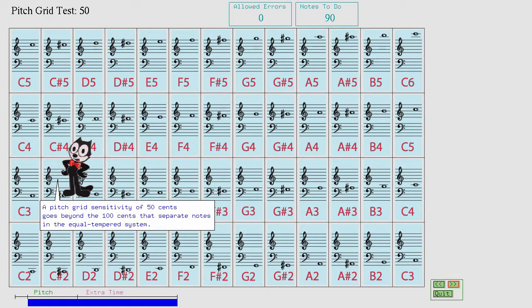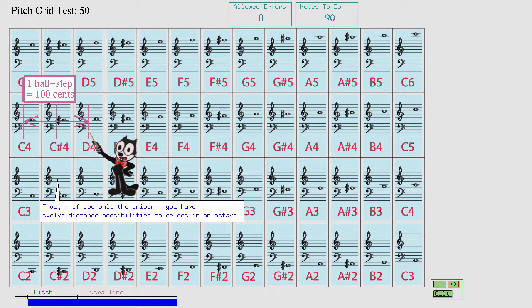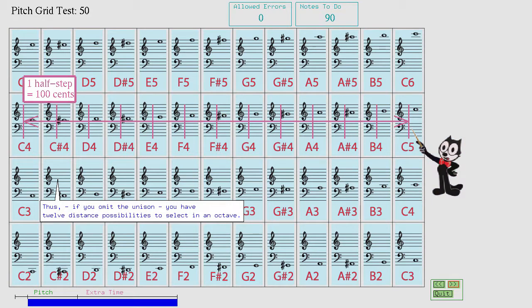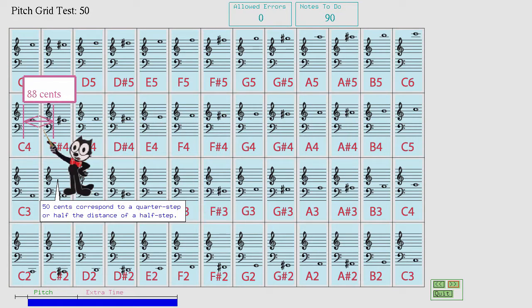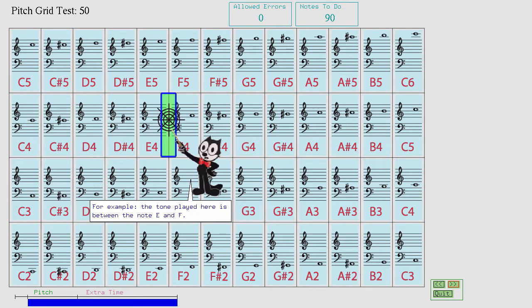A pitch grid sensitivity of 50 cents goes beyond the 100 cents that separate notes in the equal tempered system. A half step equals 100 cents. Thus, if you omit the unison, you have 12 distance possibilities to select in an octave. 50 cents correspond to a quarter step or half the distance of a half step. That means that the tested tone may not fall on a predefined note in the equal tempered system, thus doubling the choice of distances. For example, the tone played here is between the note D and F.